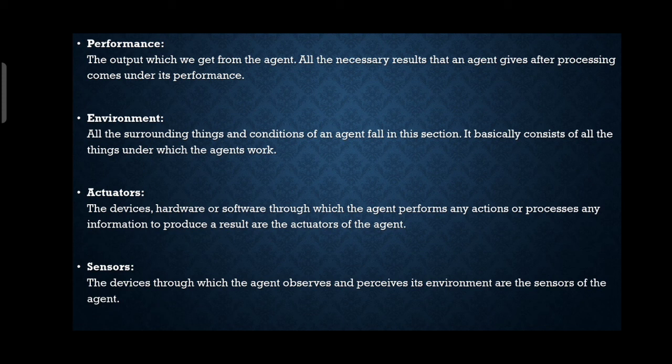Environment can be all the surrounding things and the conditions of an agent. It basically consists of all the things under which the agent works. So if we take a human agent who is walking on a road, the environment can be the road itself, the approaching vehicles, the pedestrians, the houses and the shops.